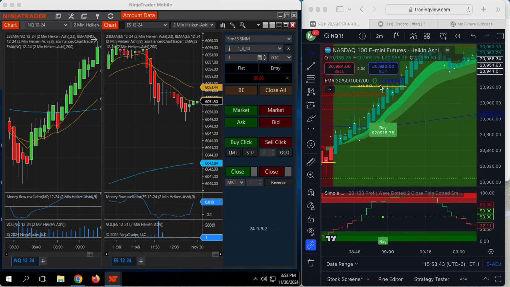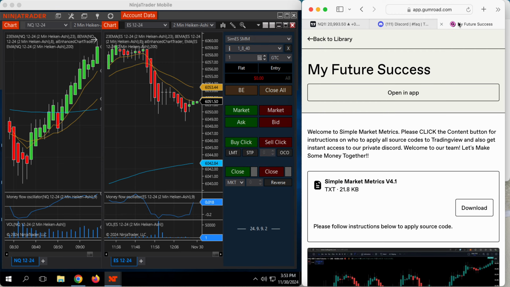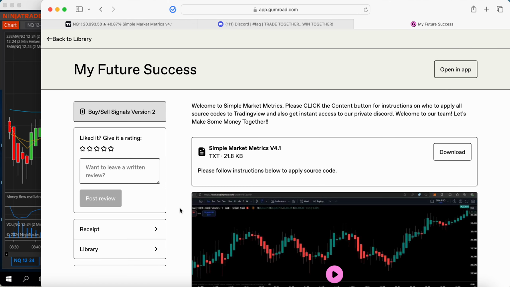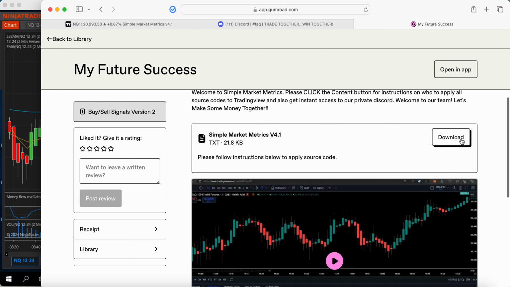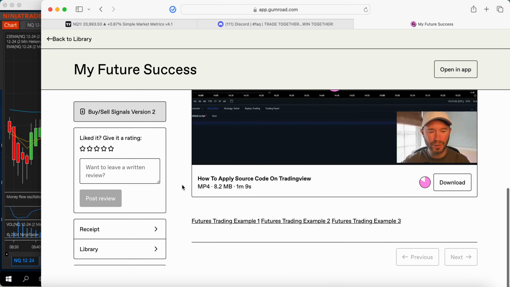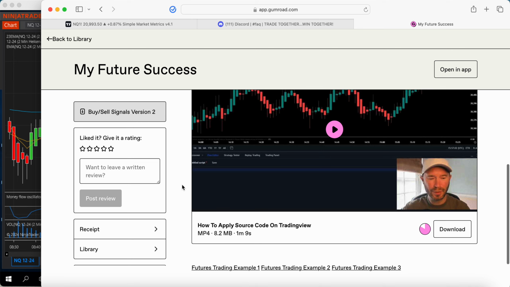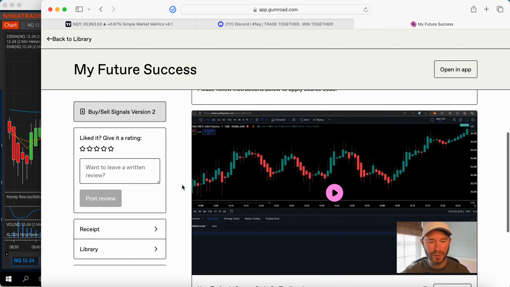So this is a recent indicator for short-term momentum. First, you can get it from Gumroad. After you purchase it, you will have access in your library. Click download and it's all the source code for PineScript. You will need TradingView for this, and he has a video on how to copy and paste it in there.